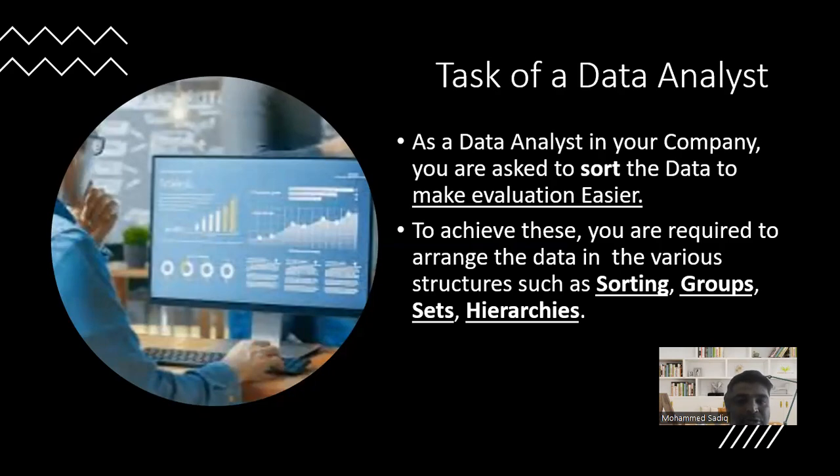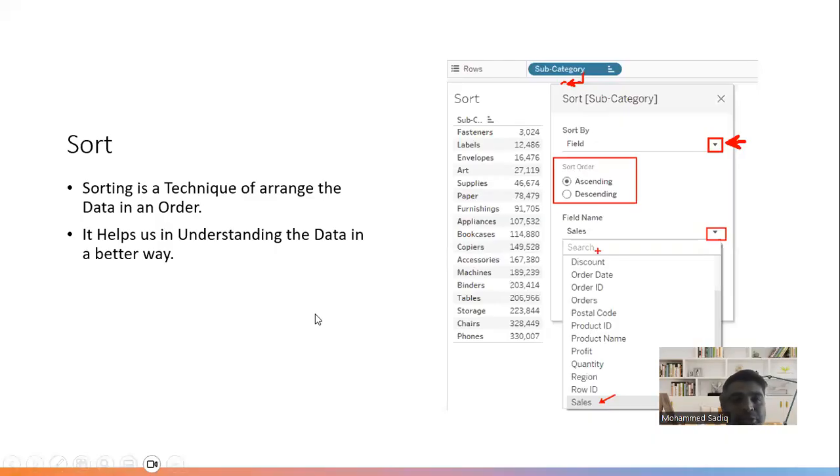Let us start off with sorting. Sorting is a technique of arranging the data in an order, which is generally an ascending order or a descending order. It helps in understanding the data in a better way. When the data is arranged in an order, it becomes easier to understand. That is the purpose of going for sorting.